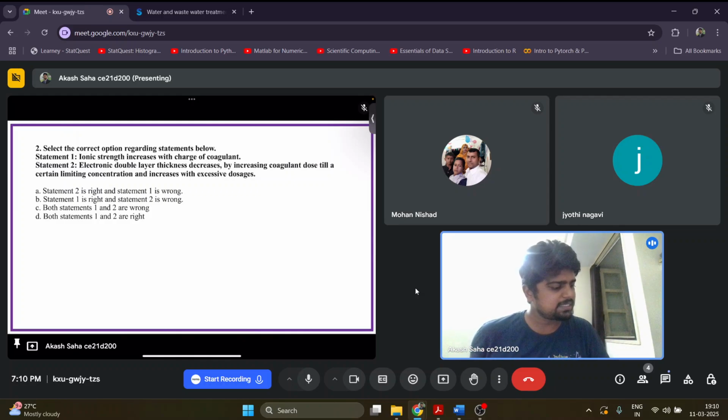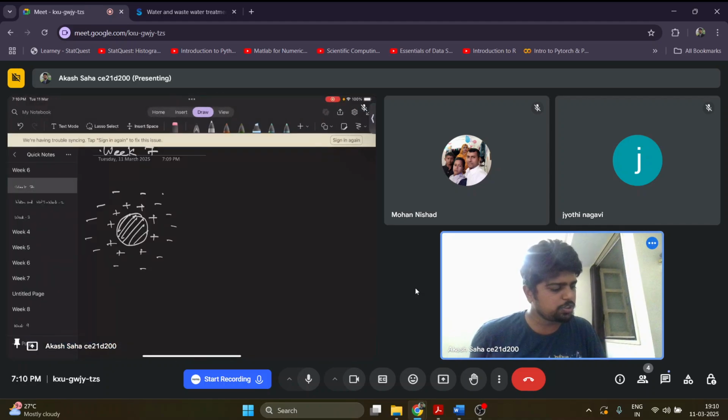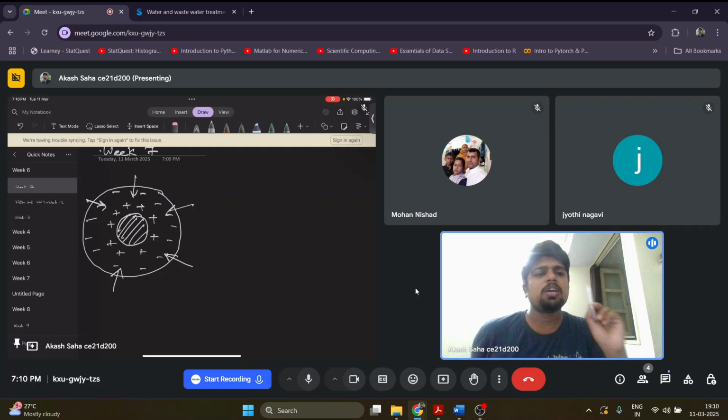So it says that this layer which is being formed outside is getting compressed as more and more coagulant dosage is being added, but only up to a certain limit, above which this layer will start increasing again. So is it true or false? What do you think?